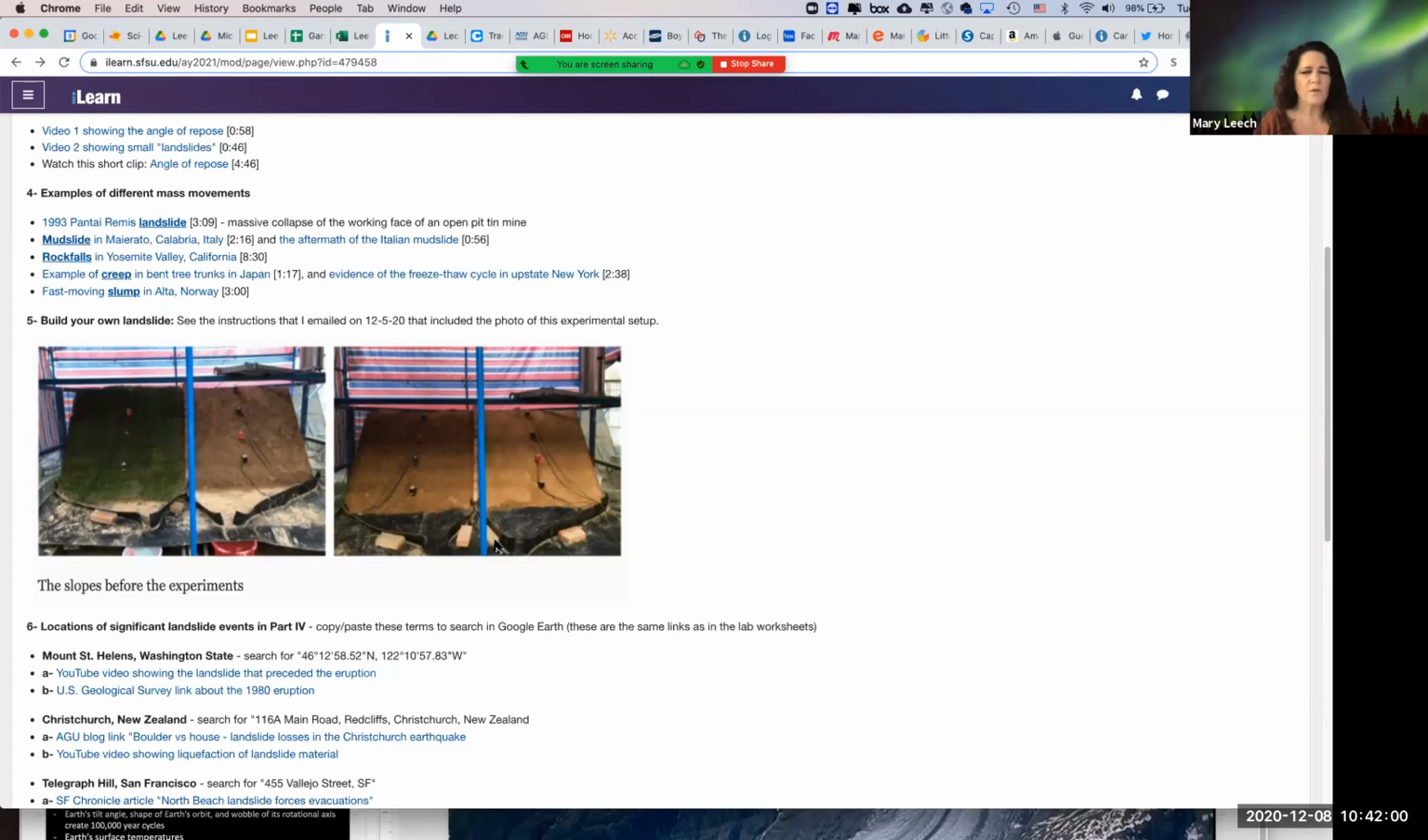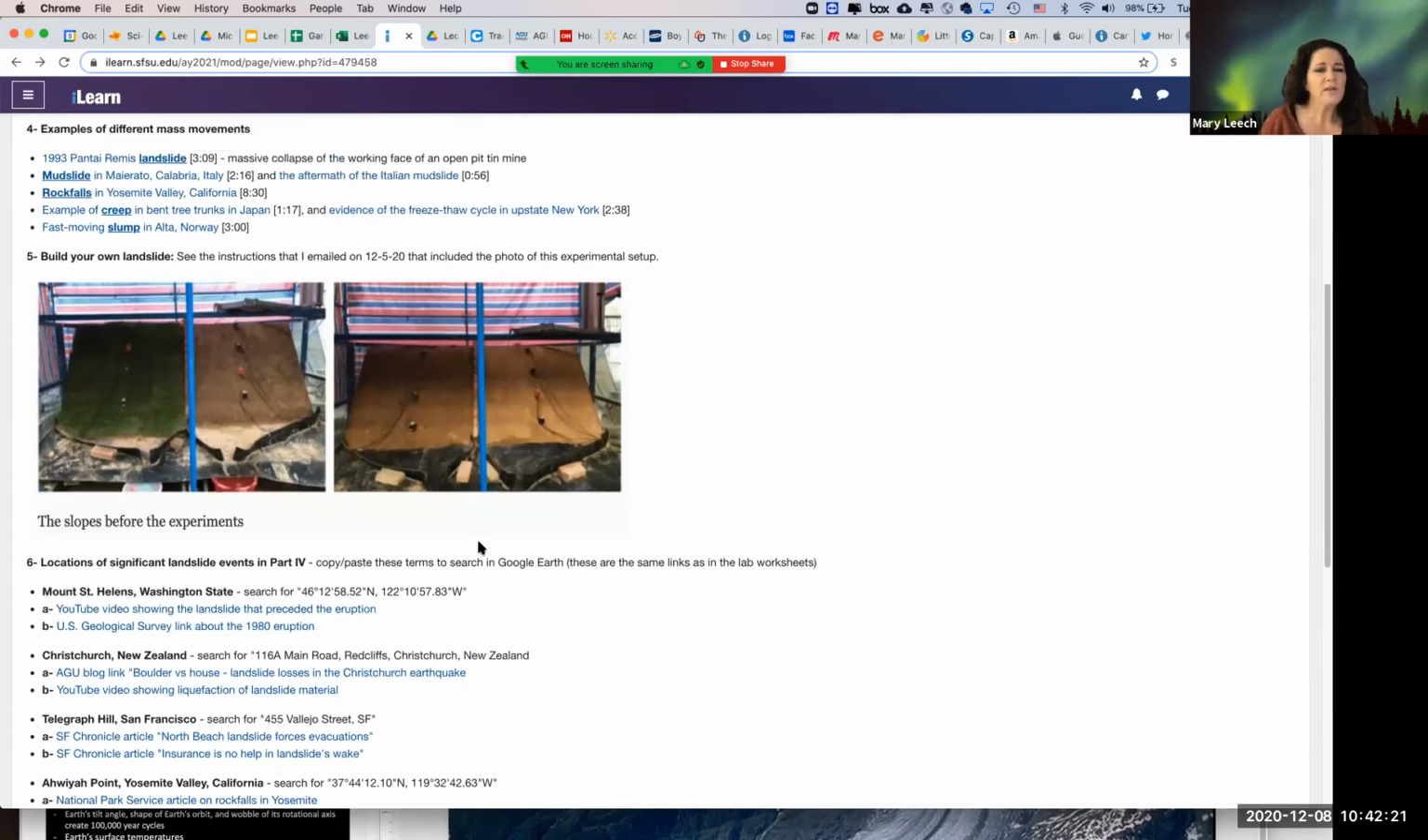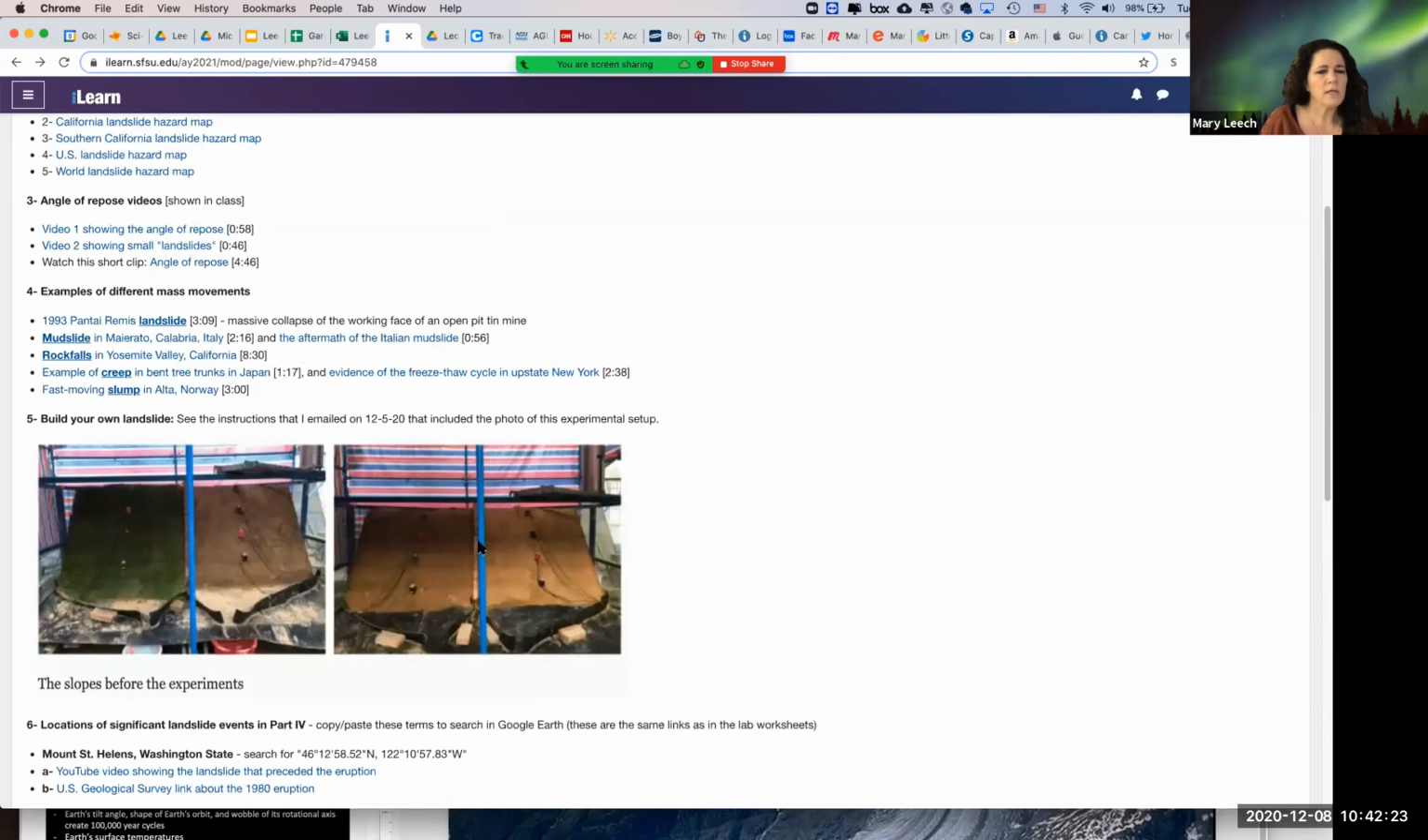You can leave some areas that are looser or whatever, and see what happens. See if you can create one of the mass movements that are listed here, a creep or a rock fall or a mudslide or debris flow. And then, are there any questions about that while I'm talking about the experiment?